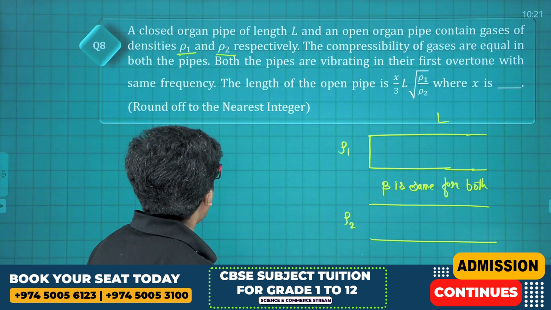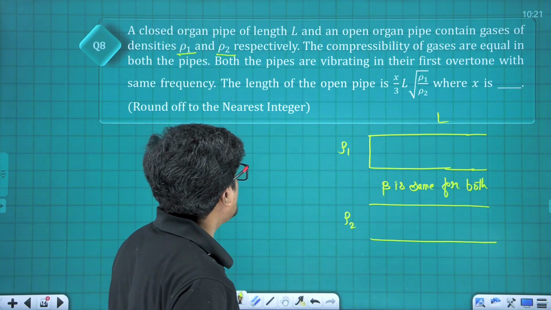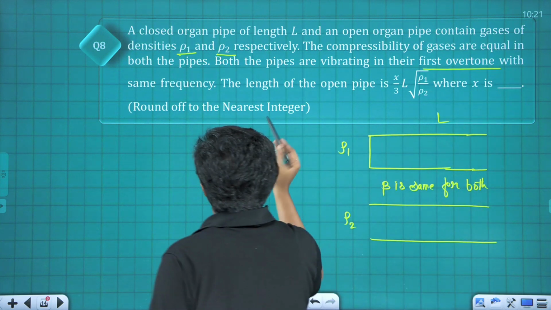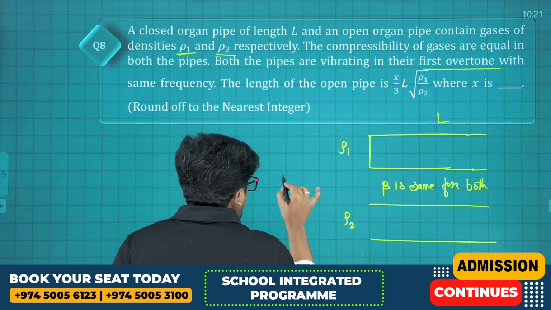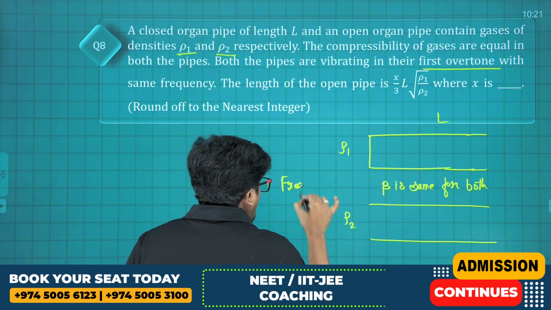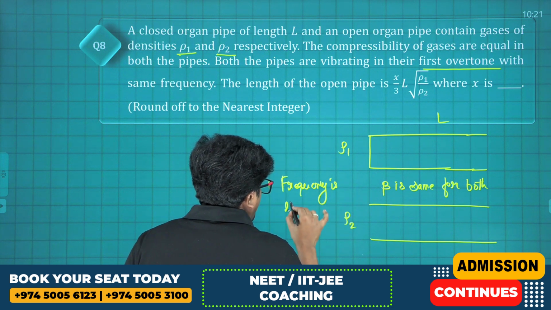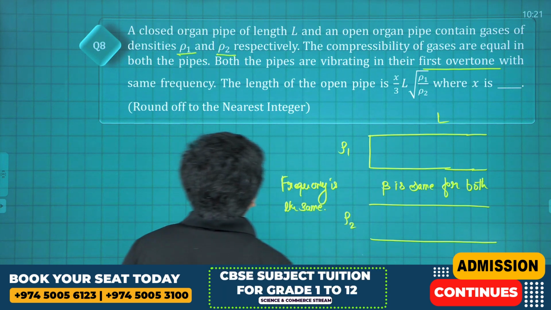That's most important. Now both the pipes are vibrating in their first overtone. That is very important. Both are vibrating in the first overtone with same frequency. Frequency is the same. Okay, so that is also an important information.